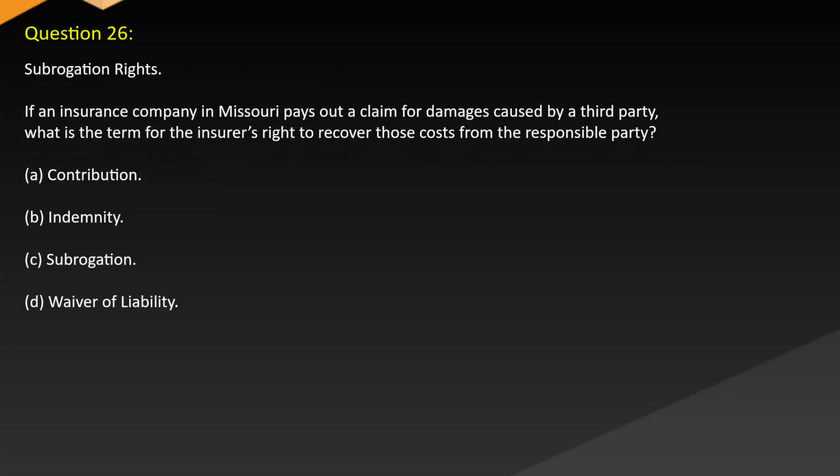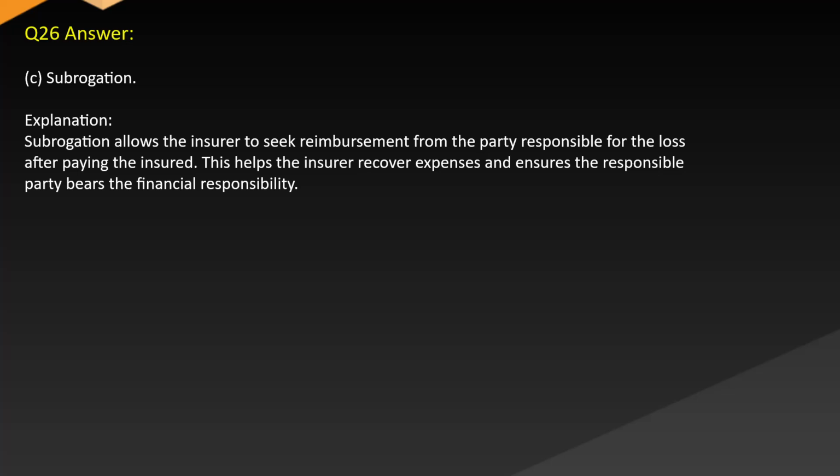Question 26. Subrogation rights. If an insurance company in Missouri pays out a claim for damages caused by a third party, what is the term for the insurer's right to recover those costs from the responsible party? A. Contribution. B. Indemnity. C. Subrogation. D. Waiver of liability. Answer: C. Subrogation. Explanation: subrogation allows the insurer to seek reimbursement from the party responsible for the loss after paying the insured. This helps the insurer recover expenses and ensures the responsible party bears the financial responsibility.